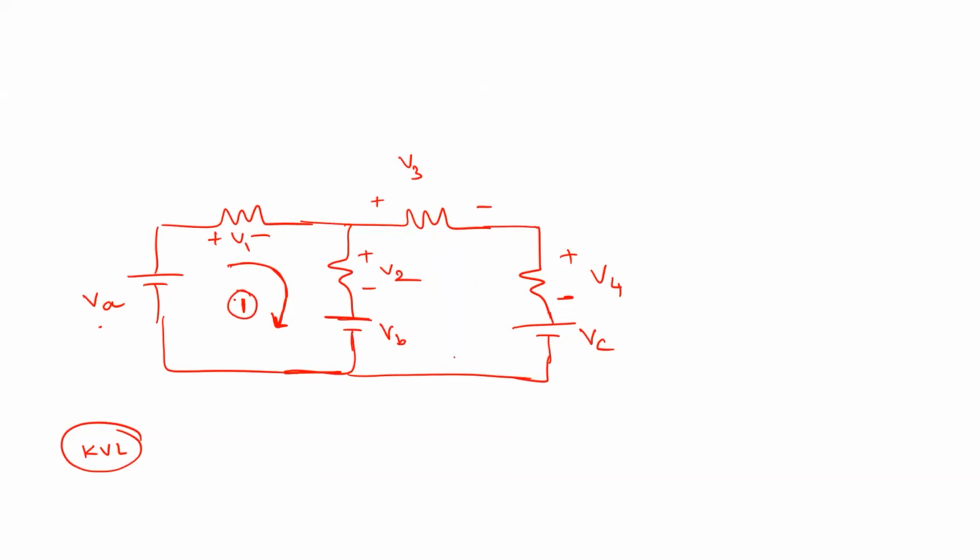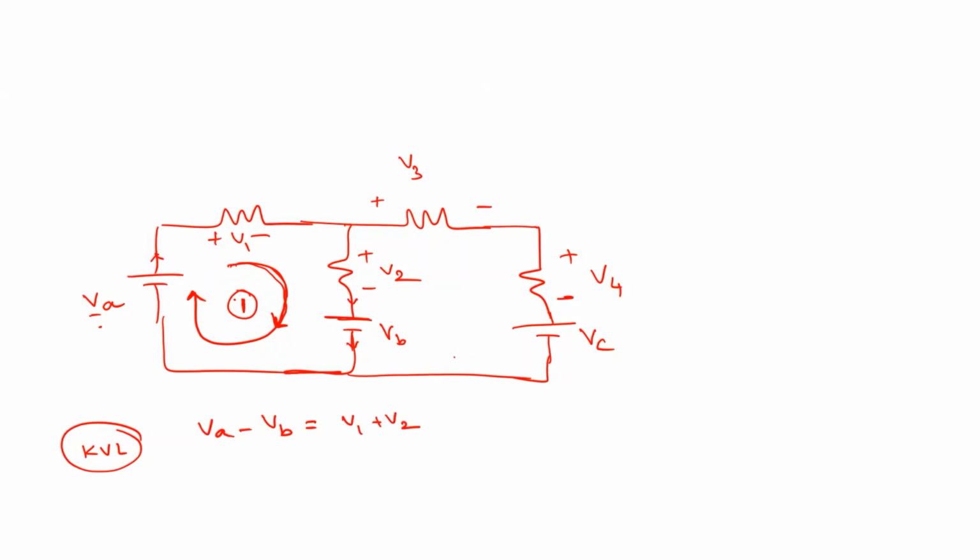VA minus VB is equal to V1 plus V2. The current is flowing like this, right? So here the current is leaving. So VA minus VB equals, what are the drops here? V1 plus V2. That's all.